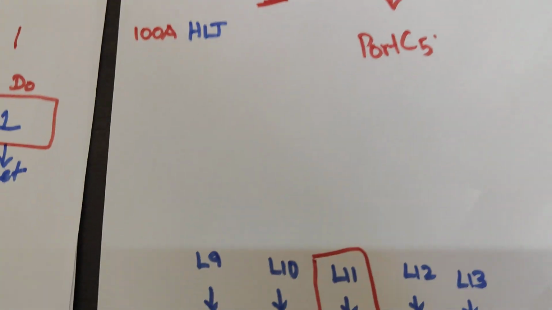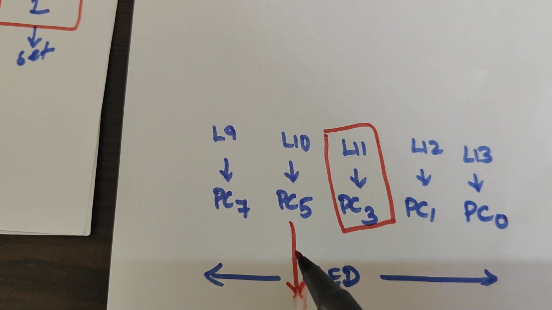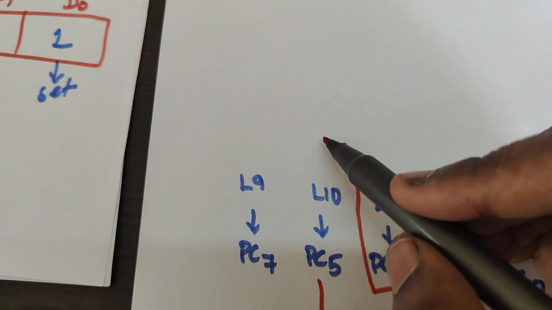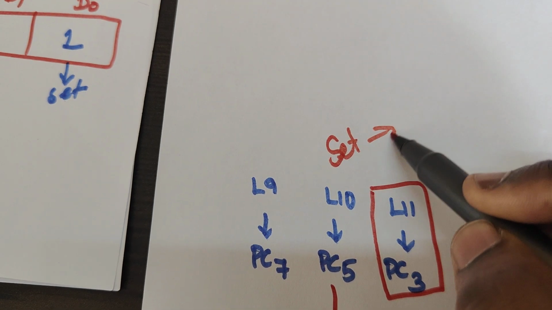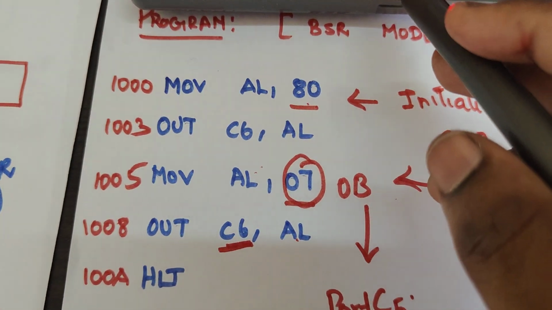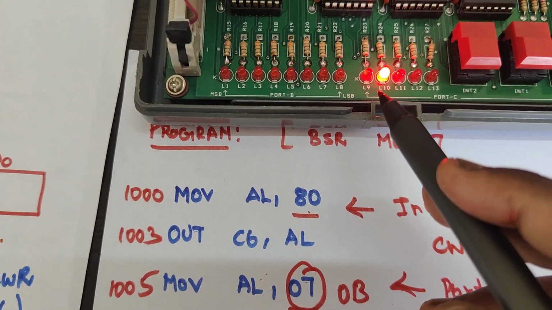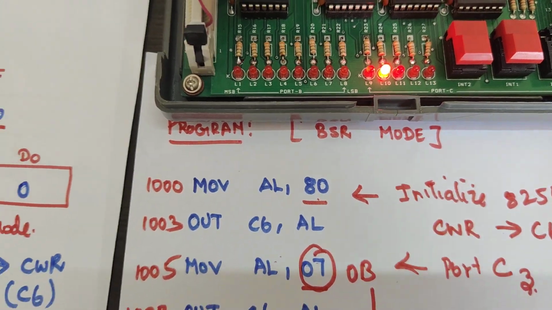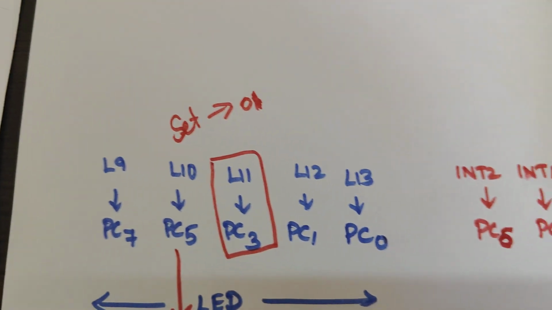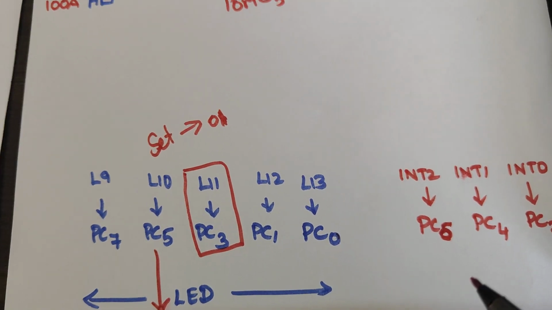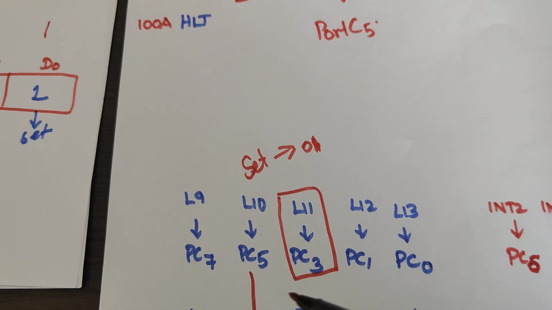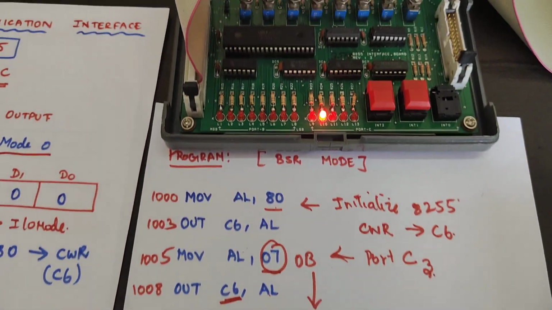Now you can see that your L10 has been set. I told you I am going to set your PC5, so that LED should be on. You can see your L10 is on. The same way you can set port C0, C1 and C7 also, except C2, C4 and C6. All the remaining ports you can set or reset by using your 8255. Thank you.